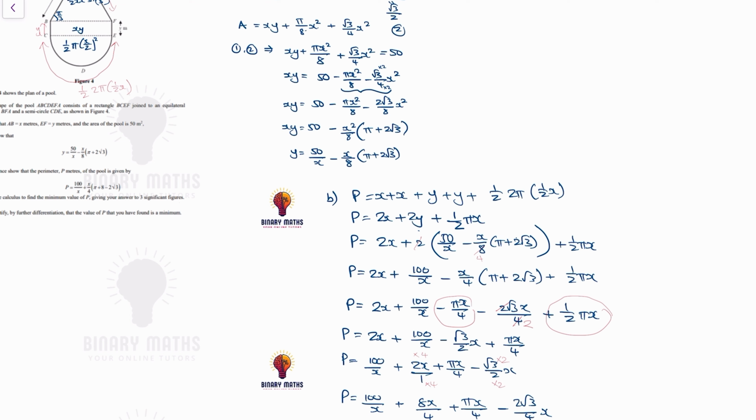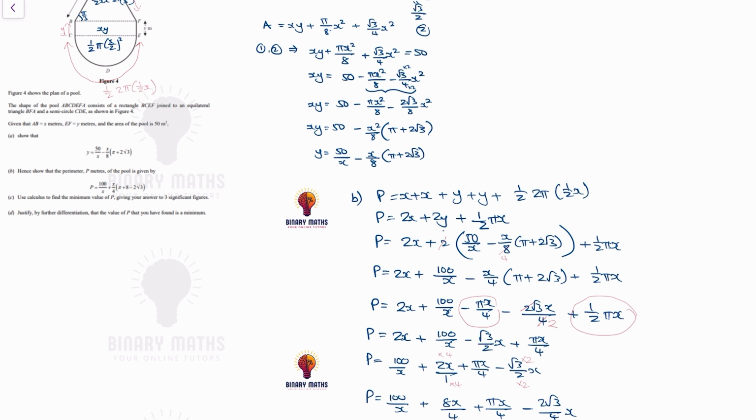and then end up getting inside the bracket 8 plus pi minus 2 root 3, which is what I wanted. So I can rewrite it as p is equal to 100 over x plus x over 4. Let's write it the way they have it, pi plus 8 minus 2 root 3. And that is it. Okay, so next part is C, use calculus to find the minimum value.